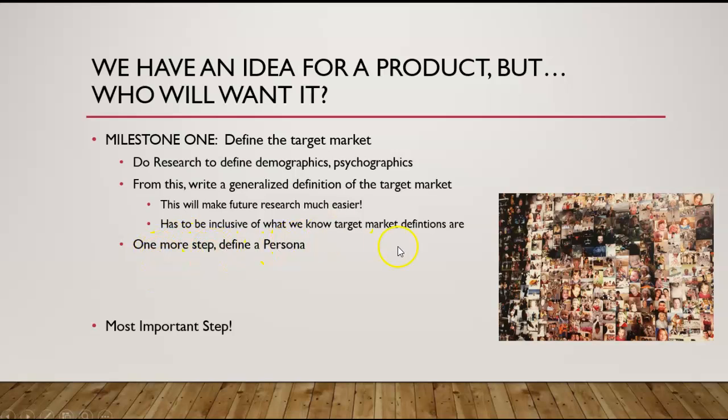And then you're going to do one more step. You're going to define a persona. A persona is a fictitious character that you create that takes all the characteristics of your target market into play. It's a kind of composite of all those things, and it's in a person. It's like somebody you're making up in a story or a play or a movie or something like that. And you're going to write your persona as if you're describing this person to somebody else.